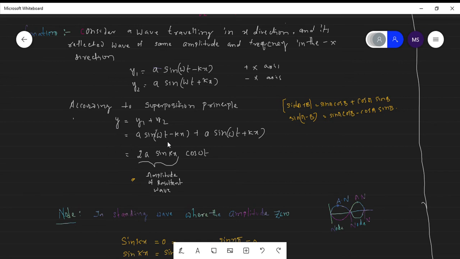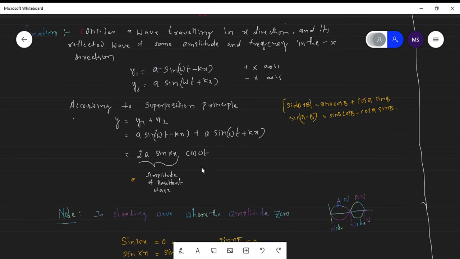So a into sin(ωt − kx) plus a into sin(ωt + kx). By simplifying this equation, a is common, and if you expand the sine values, apply the sin(a + b) formula and the sin(a − b) formula.